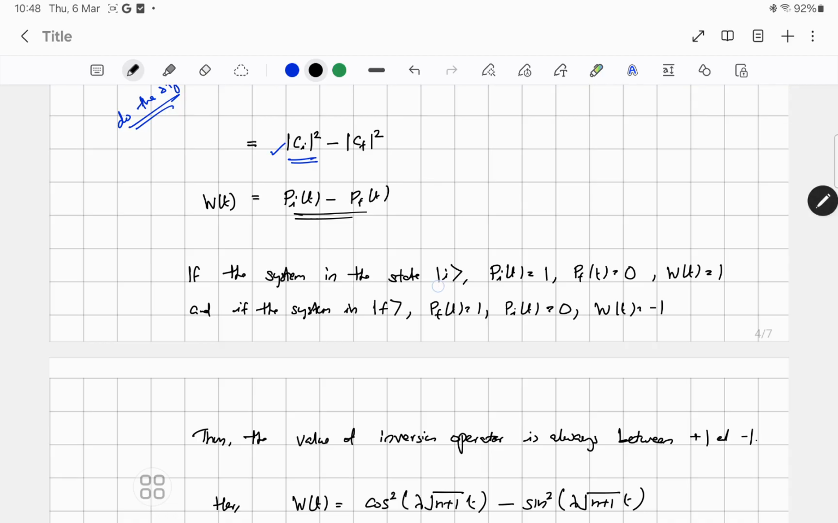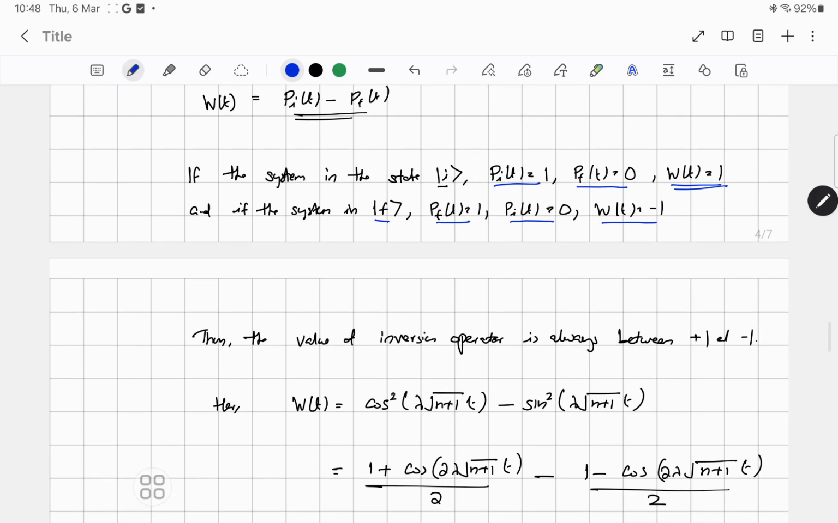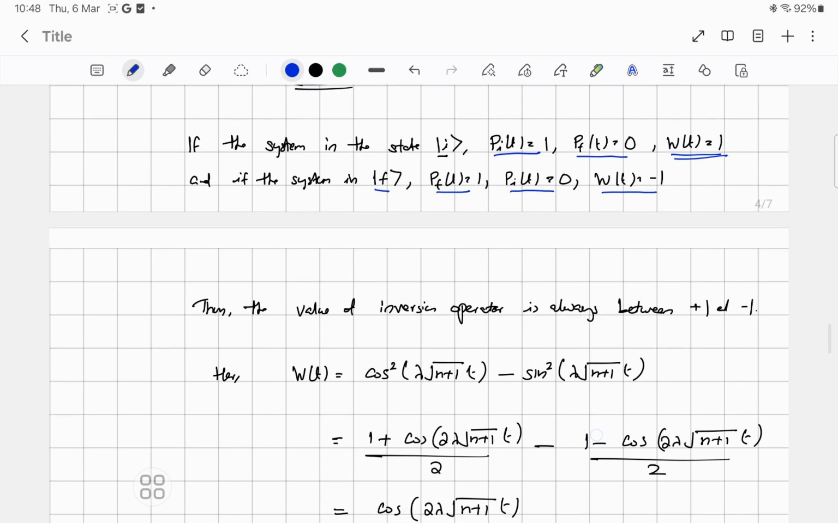If the system is in state I, then Pi of t would be 1 and Pf of t is 0, so W of t would be 1. And if the system is exactly in the state F, Pf of t is 1 and Pi of t is 0, so W of t equals minus 1. Therefore the W of t value basically varies between plus 1 and minus 1. W of t is always between plus 1 and minus 1. W of t equal to plus 1 means the system is in state I.